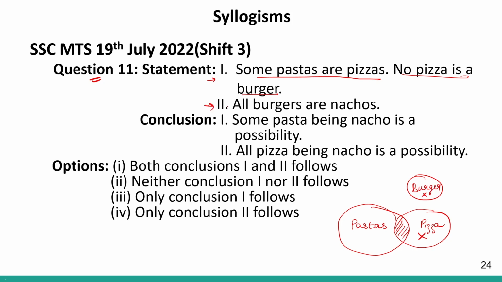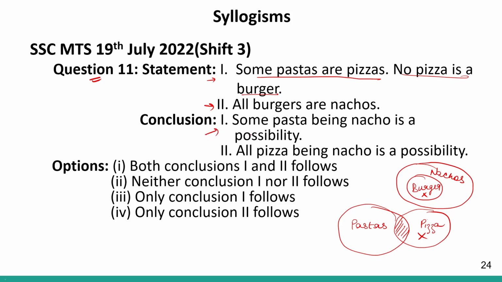Statement number 2 says all burgers are nachos. So all burgers are nachos will be represented like this. Correct? All burgers are a part of nachos. Correct? This will be my representation. This will be the Venn diagram. Now let us look at the conclusion.